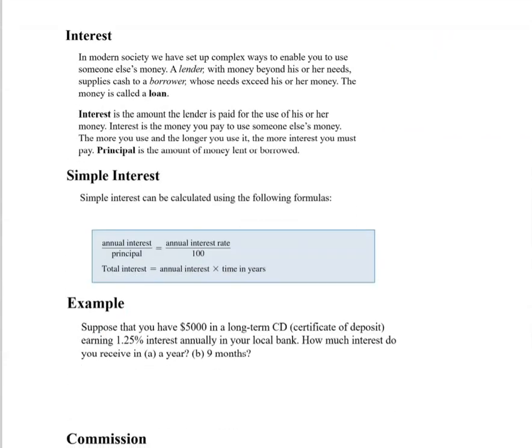In modern society, we have set up complex ways to enable you to use someone else's money. A lender with money beyond his or her needs supplies cash to a borrower. The money is called a loan. Interest is the amount that the lender is paid for the use of his or her money. Interest is the money you pay to use someone else's money. The more you use, the longer you use it, the more interest you must pay. Principal is the amount of money lent or borrowed. So here's a formula for simple interest.